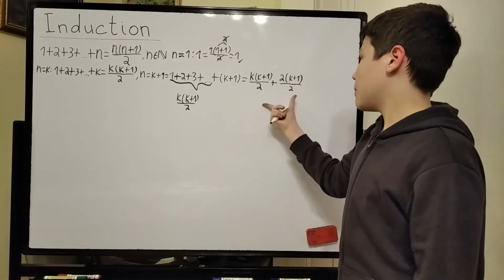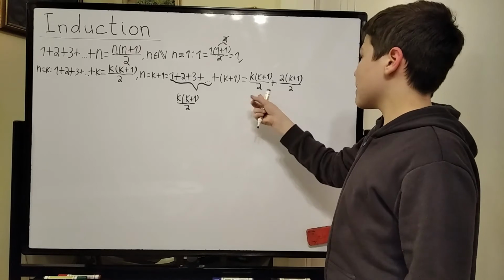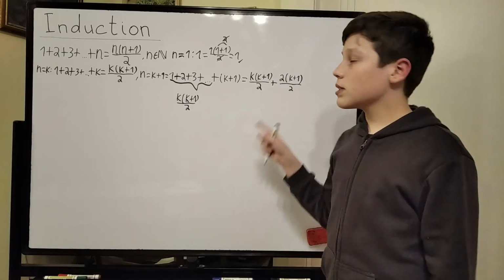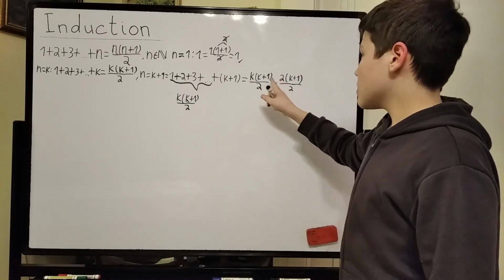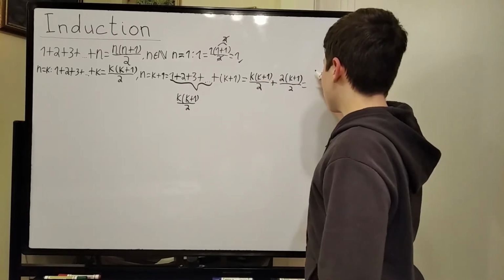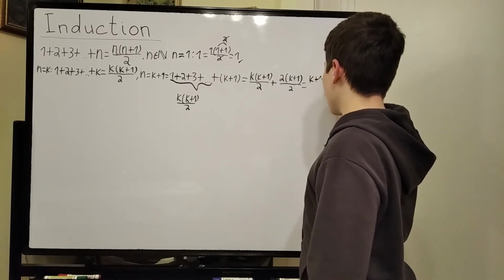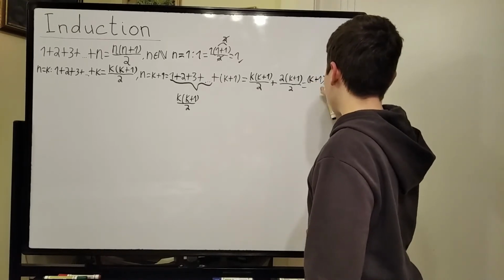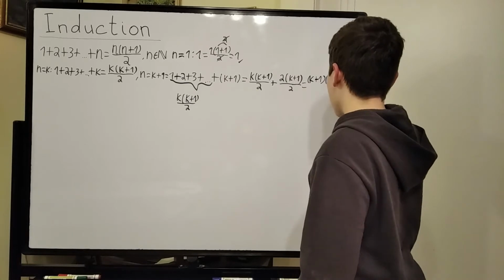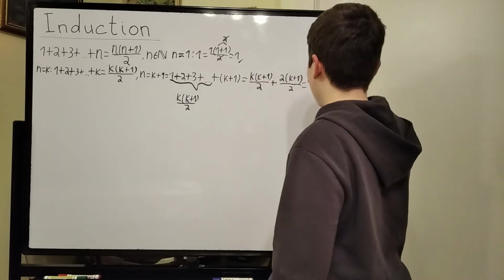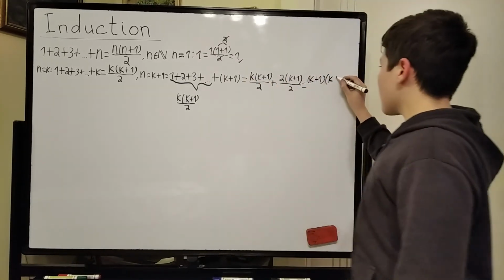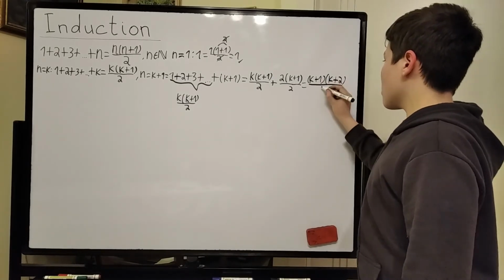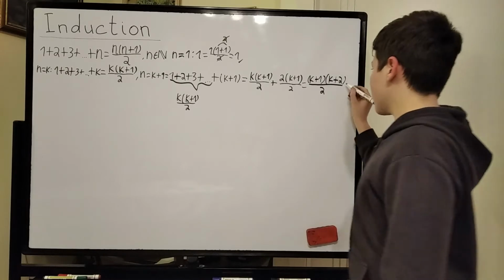Now we can combine both of these because they have the same denominator 2, and take out k plus 1 to get k plus 1 times, we have k and 2. So k plus 2, and then all of that divided by 2.